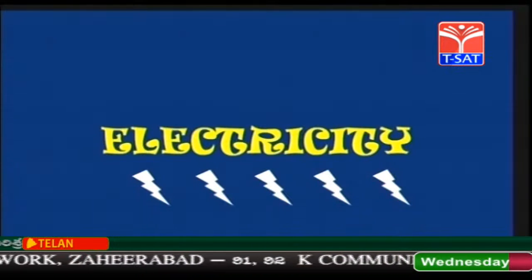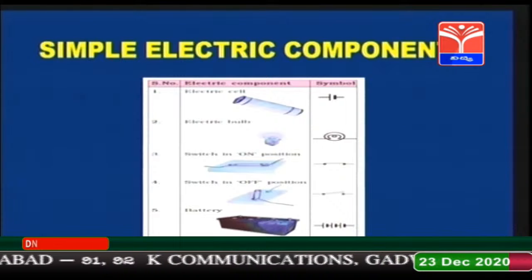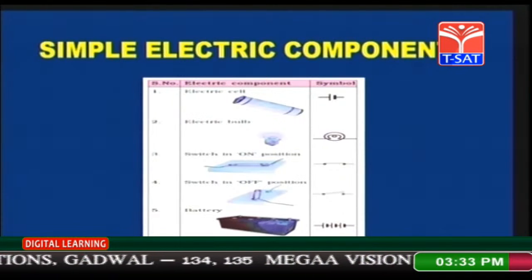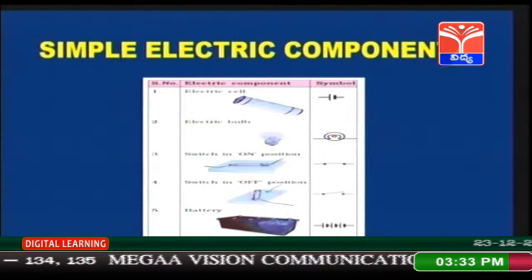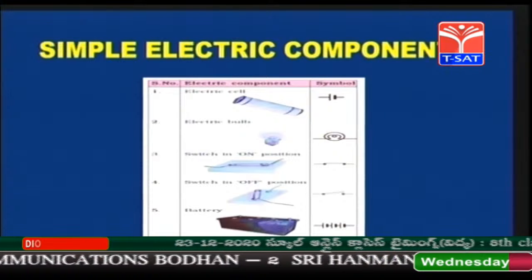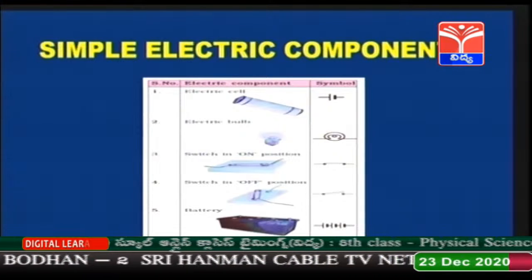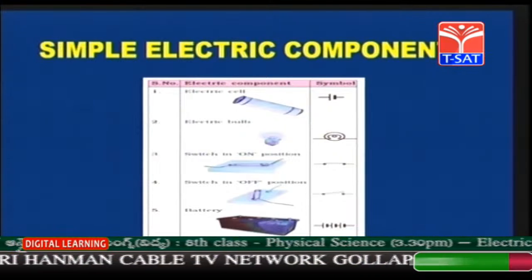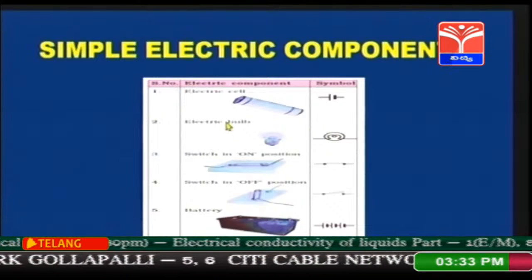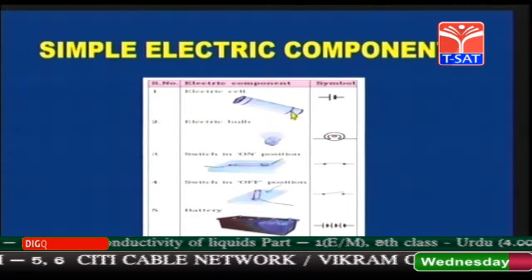Okay, children? So, children, in your lower classes, you have already learnt about electricity, and you have learnt about the basic circuit and the simple electric components that are used in a circuit. So children, let us see them one by one. The first one is the electric cell. We know about this, children.